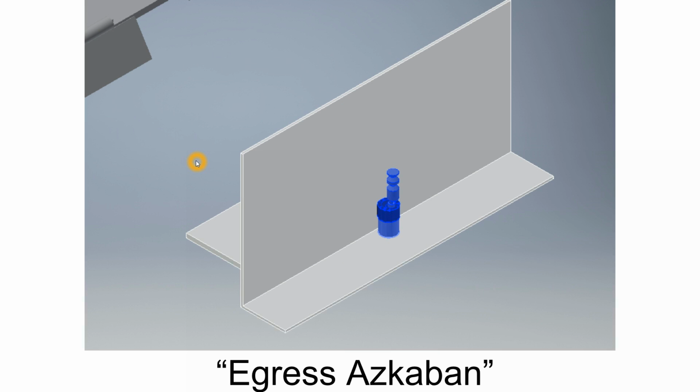And lastly, here's our egress Azkaban mechanism. There will be a hole in this wall where a string will run to the machine. Once the machine has finished its job in Azkaban, this motor will slowly roll the string back and bring the machine back to the start zone.